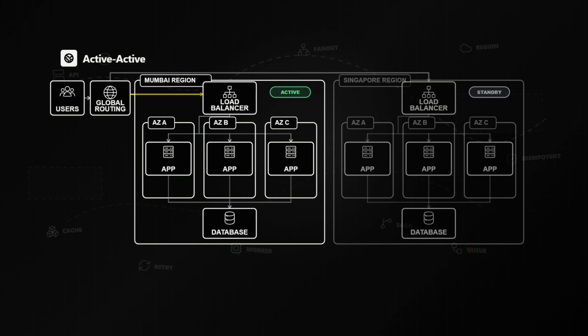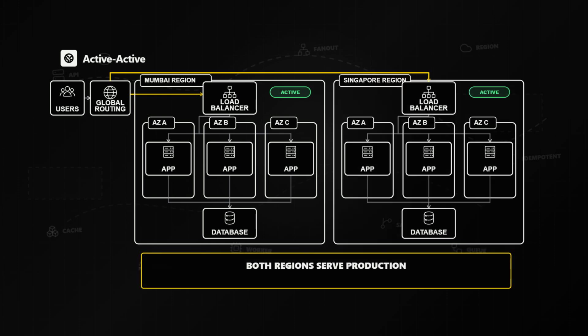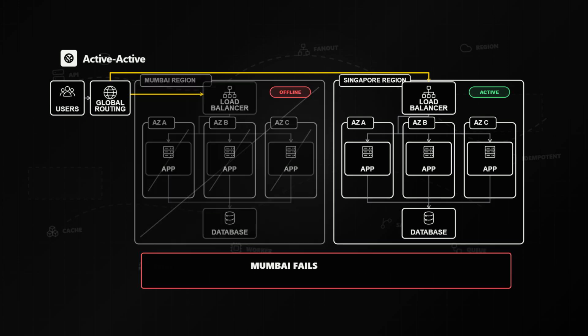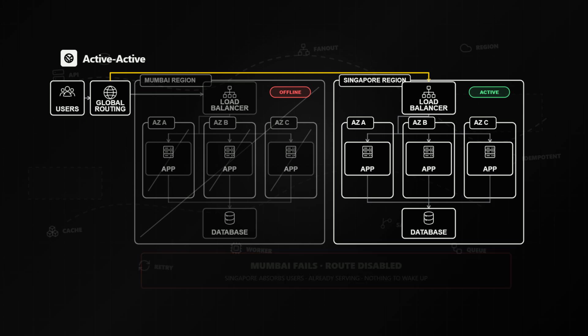Now change the routing policy without changing the regional boxes. In active-active architecture, Mumbai and Singapore both serve production traffic. Users near India can reach Mumbai, while users nearer Southeast Asia can reach Singapore. Health, geography, and latency influence the destination. Capacity is used during normal operation, and customers reach a nearby region. If Mumbai fails, its route becomes disabled and Singapore absorbs those users. Singapore is already serving real requests, so there is no passive stack to wake up.